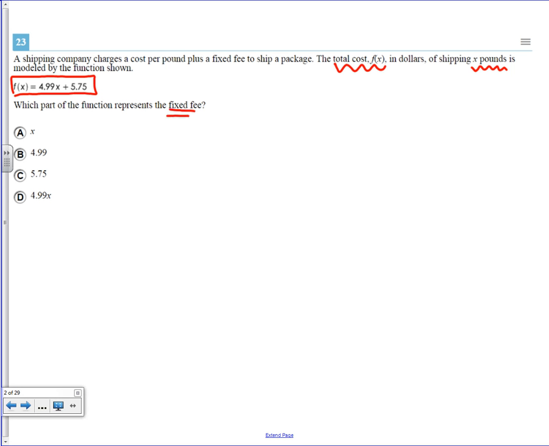Now remember, folks, if something is fixed, it is never going to change. That also means it's the starting point. Okay, now you know that a linear equation looks like this, and this is my y-intercept, or where I start. So if you take a look there, the y-intercept is that 5.75. That is our fixed fee, okay? It does not have a variable on it, and that's why it's fixed. If it has a variable, then obviously, depending on what that variable will be, that will change. So it would cost you $5.75 just to get any package to ship. And then obviously the $4.99 out front is dependent on how many pounds you have because it has the x on it.